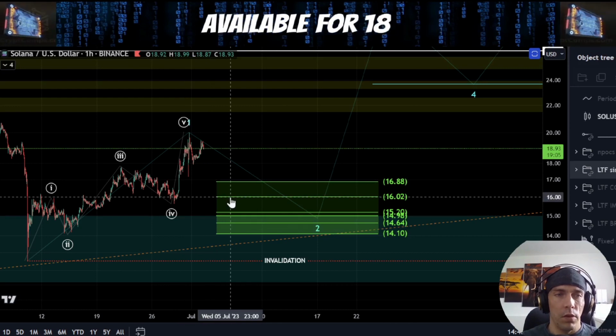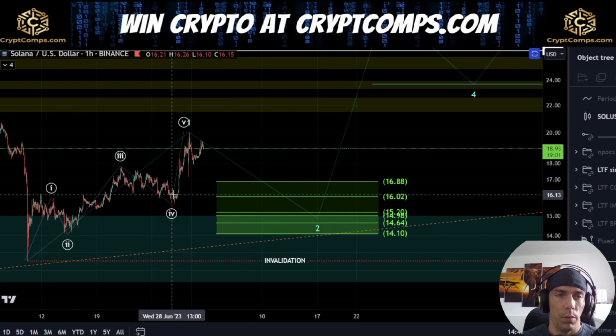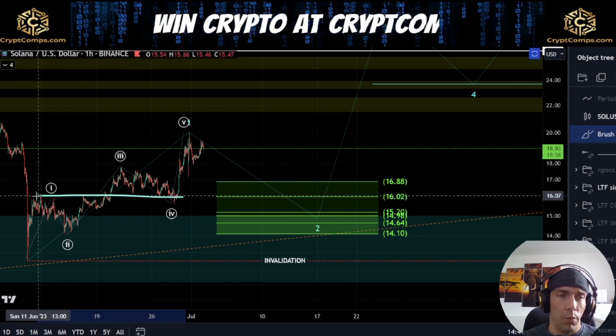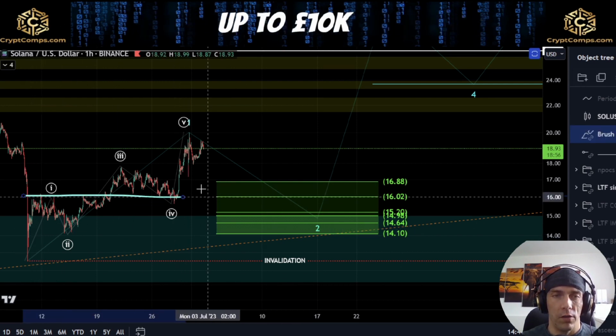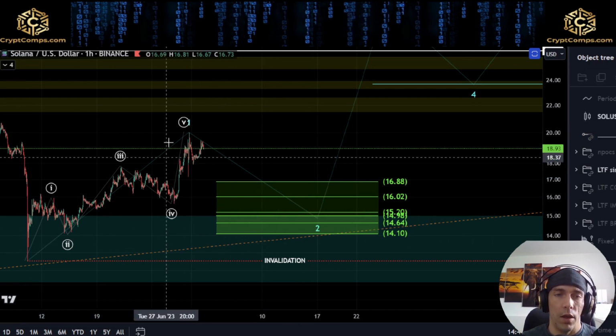So the 50% would be an interesting level to me at this 1602. Obviously $16 as a whole number could be a potentially interesting area, but as well as that, we have this level of retesting this zone of resistance and support here. So I would be keeping an eye on that.